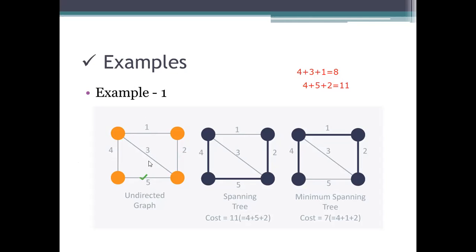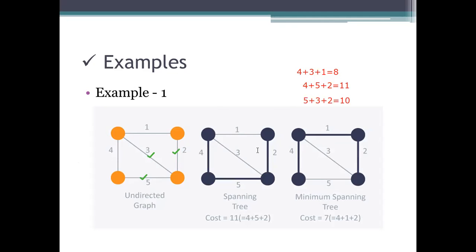Consider these 3 links. While considering these 3 links, we have the values 5 plus 3 plus 2, which is equivalent to 10. And consider this one.